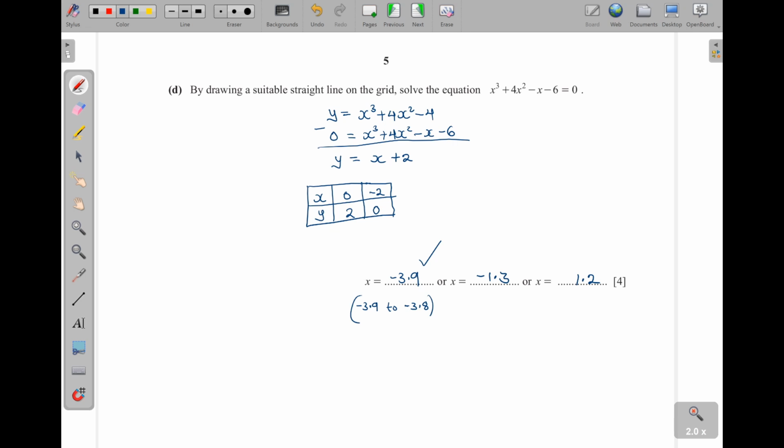Okay, then we have negative 1.3. This one must range from negative 1.4 to negative 1.3, you see, and mine is also there. And then the other one is 1.15 to 1.25, and I have 1.2. So my three values are there. Then I can get all the answers correct.